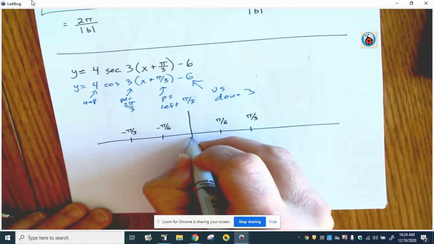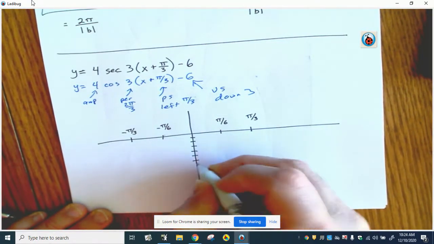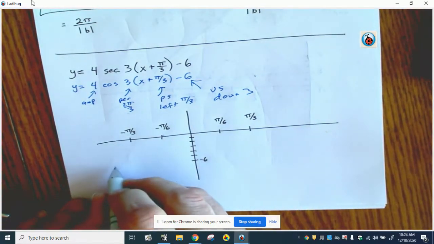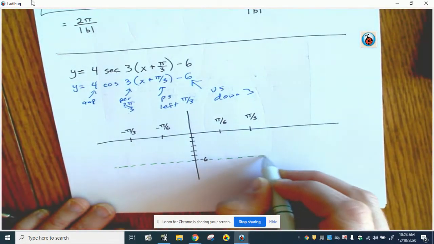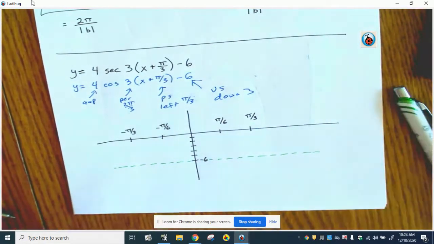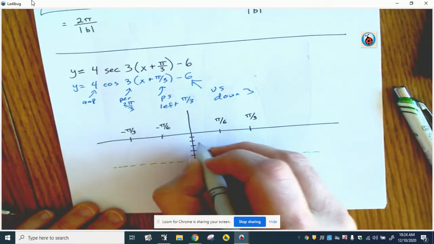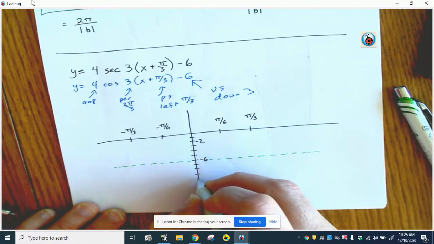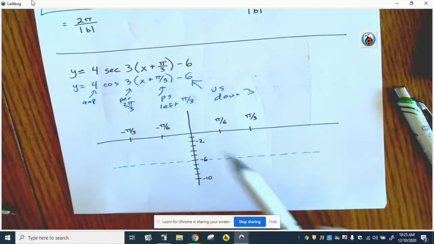I got to go down 6. 1, 2, 3, 4, 5, 6. Draw that midline in there. Okay, amplitude's 4, so I got to go up 4. 1, 2, 3, 4. Up here to negative 2. 1, 2, 3, 4. Down here to negative 10. Okay. And now I'm going to draw my cosine curve.